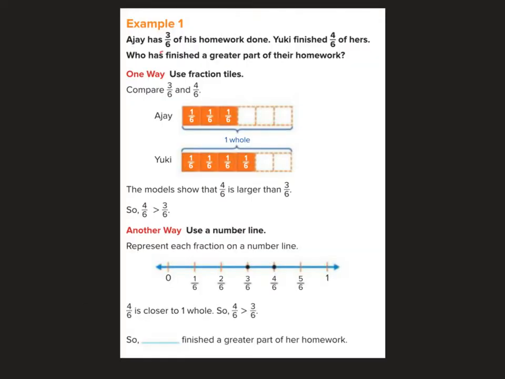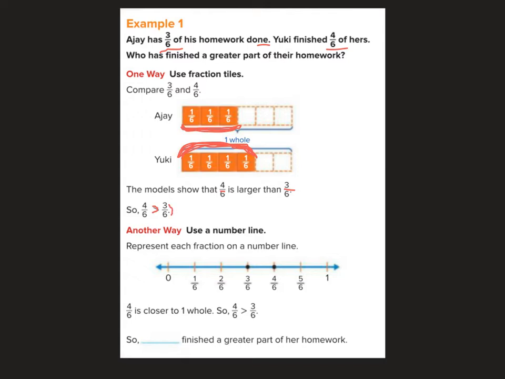Ajay has 3/6 of his homework done. Yuki finished 4/6 of hers. Who has finished a greater part of their homework? If we look at these fraction tiles here, we can see that all of our 1/6 tiles take up the same amount of space, so we can really just compare the numerators. Ajay has 3 of the 1/6 tiles and Yuki has 4 of the 1/6 tiles. So who did more? 4, right? Because she had one more tile. So 4/6 is greater than 3/6.